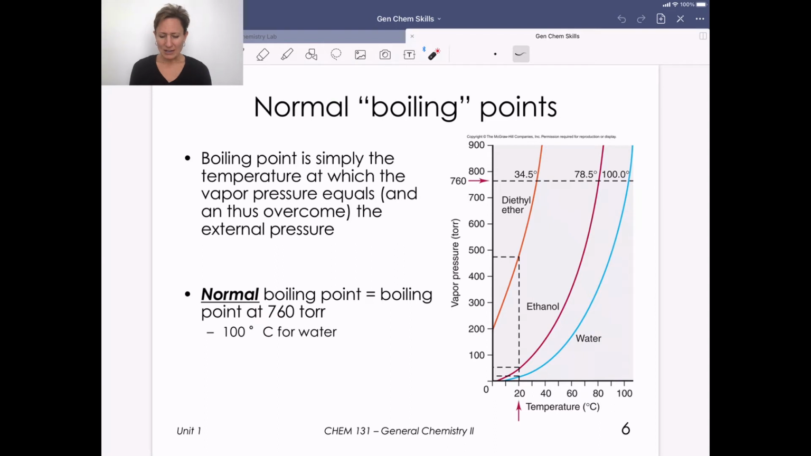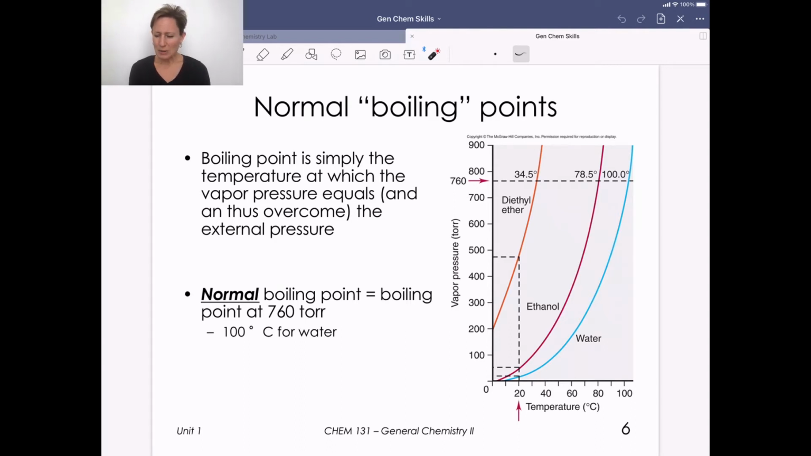Another plot here to take a look at. Here we're looking at plotting the vapor pressure as a function of temperature, right? So here's atmospheric pressure, and let's see where we intersect these lines. Let's take water, which we know. We intersect this line at 100 degrees. That makes sense, right? If we're at atmospheric pressure, water is going to boil where I intersect this blue line, 100 degrees.